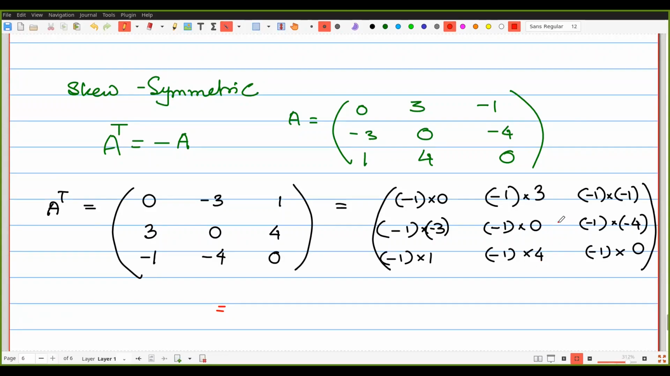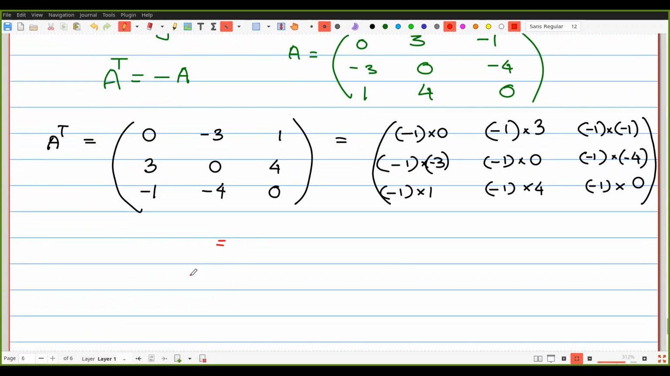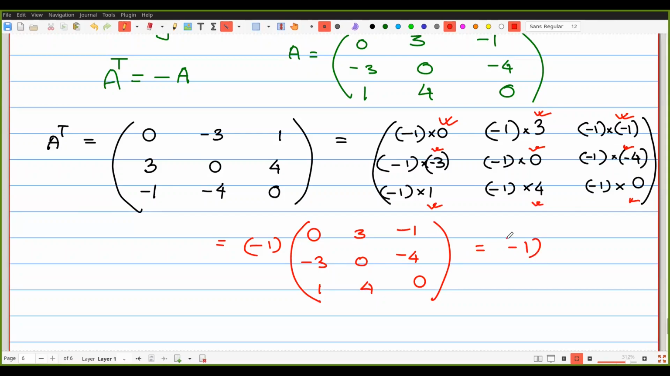So we have with each and every element minus 1 is common. So we can take the common minus 1 from each and every element. As like that is the scalar multiplication. Minus 1 is multiplied with each and every element of the matrix, then that is the decomposition, that minus 1 has been taken common from each and every element. So first of all, it is becoming 0, second one 3, third one minus 1, fourth minus 3, 0, then minus 4, then 1, then 4, then 0. So what it is becoming? Minus 1 into, look at the thing, that is our A.